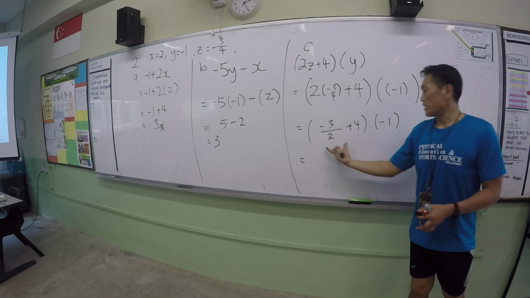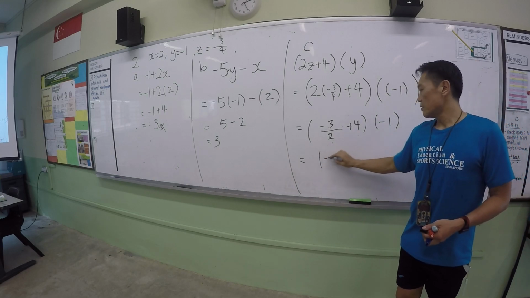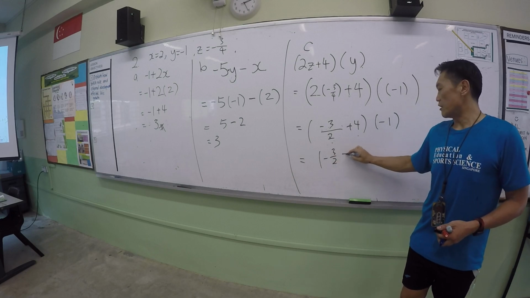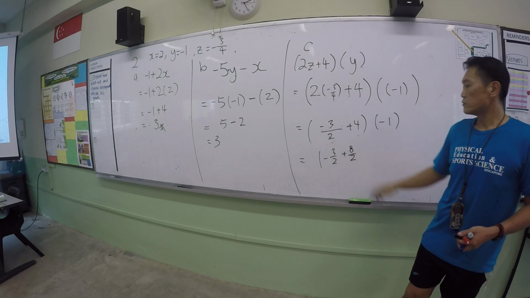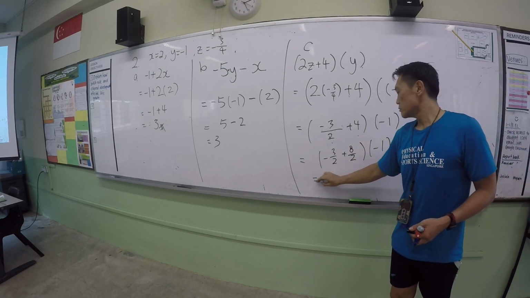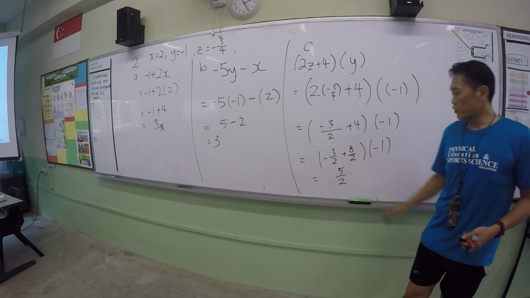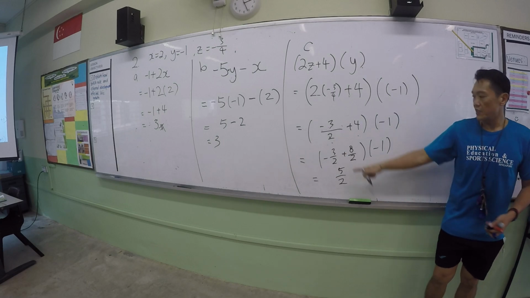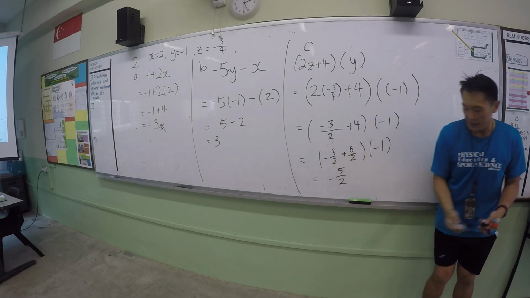Okay? You can use your calculator, up to you. For me, I prefer to just do myself. Eight minus 3, 5. 5 over 2, 5 over 2. Positive 5 over 2 times -1. So, -5 over 2.